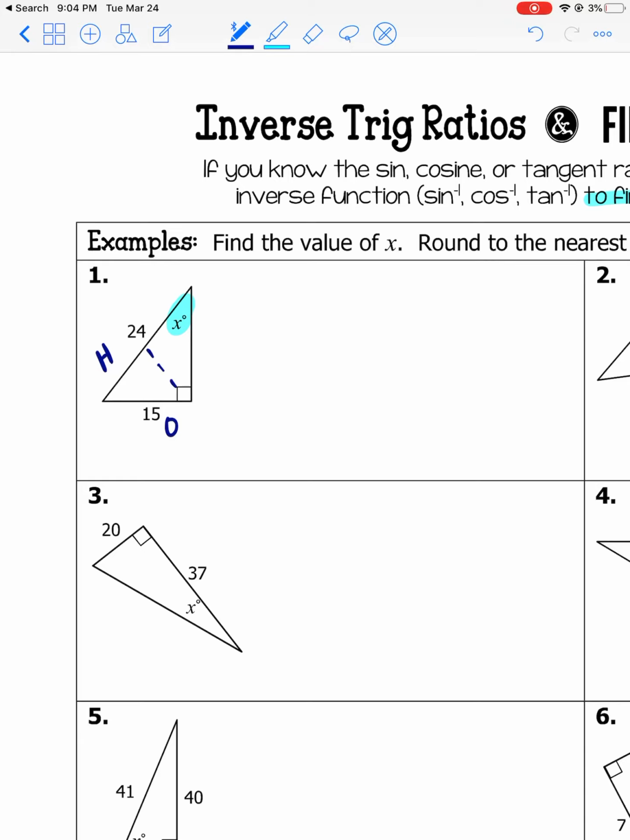So then we have our SOHCAHTOA. Write that on every page if it helps you. Here we have O and H. That means we're talking about sine. And as I said earlier, we always say the ratio of the angle. So it's going to be sine of x because the angle is x. We don't know the measurement of the angle. That's what makes this question different than the previous ones. Sine of x equals opposite over hypotenuse. So 15 over 24.